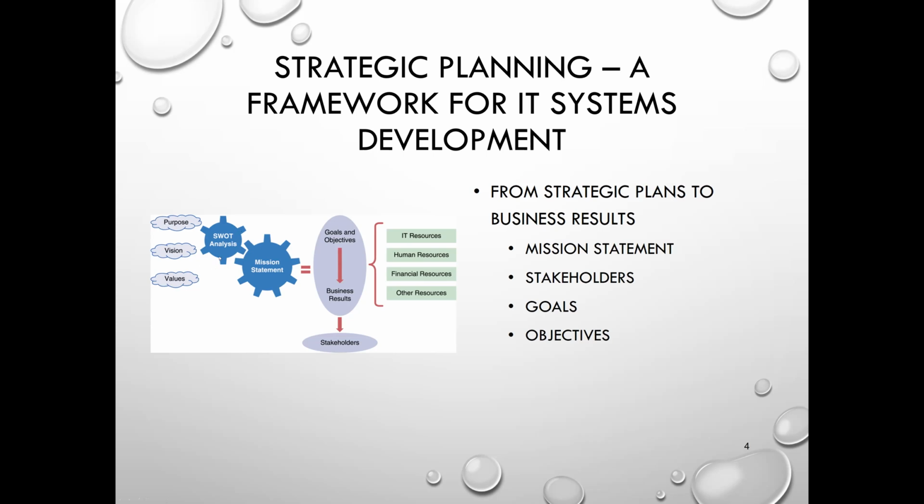For the SWOT analysis, we think of the purpose of having the system, the vision of the organization, and the values of the system if we have it. Then that leads to designing your mission statement. What are we going to do? After that, we set up goals and objectives. That comes to the business results, and it also affects different stakeholders of the company.